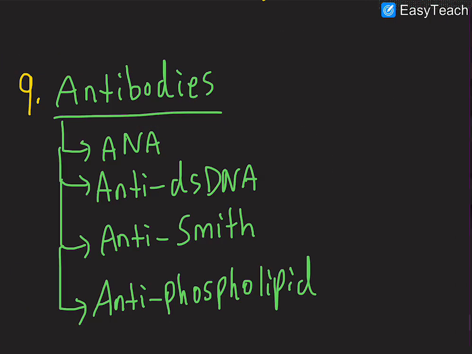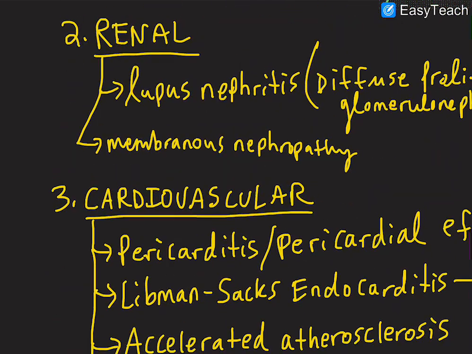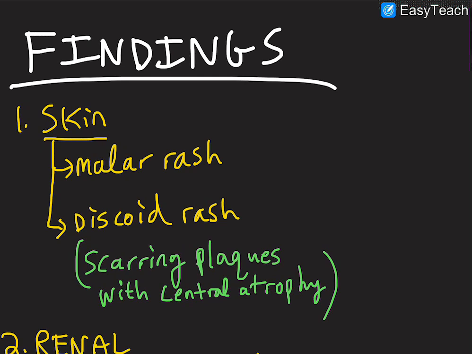All right, so if we scroll all the way up, because there are a lot of findings in lupus. So we talk about these. If these antigen-antibody complexes deposit in the skin, that can lead to inflammation and rash.